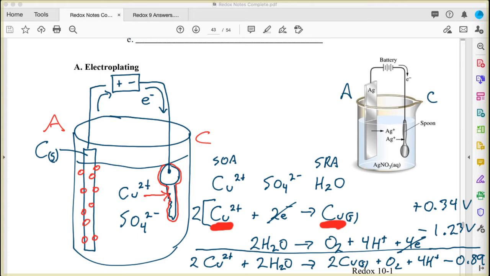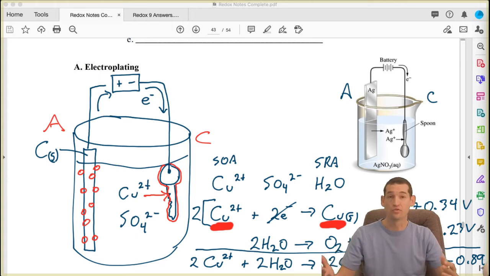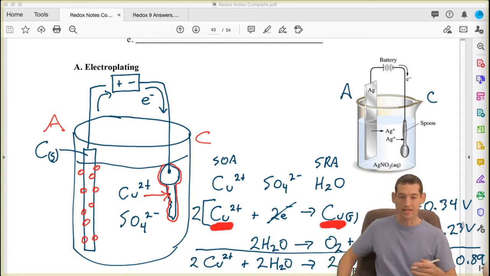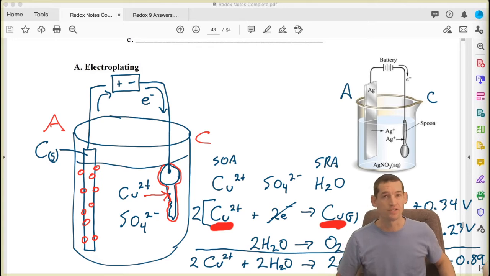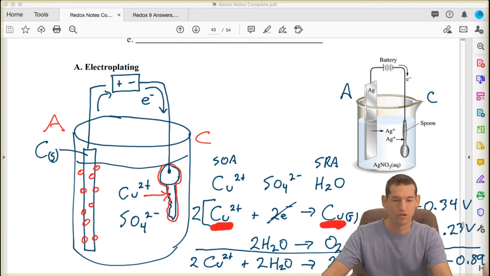This is how they would do, for example, copper plating of silverware or chrome plating a bumper or things like that. It would all be done through a process very similar to this. Okay? Now, let me see if I can set this up so that I can show you what this would actually look like.